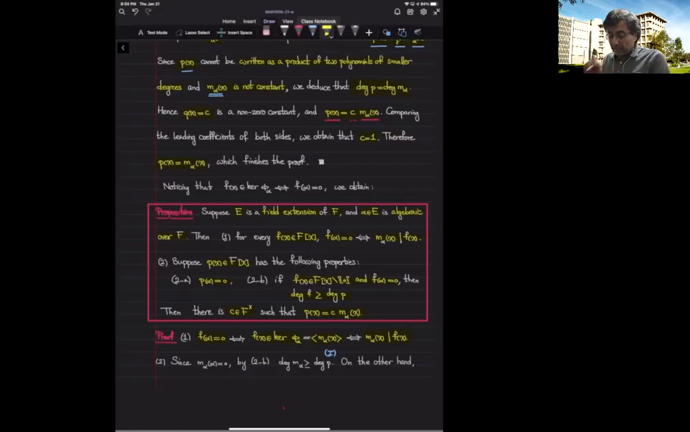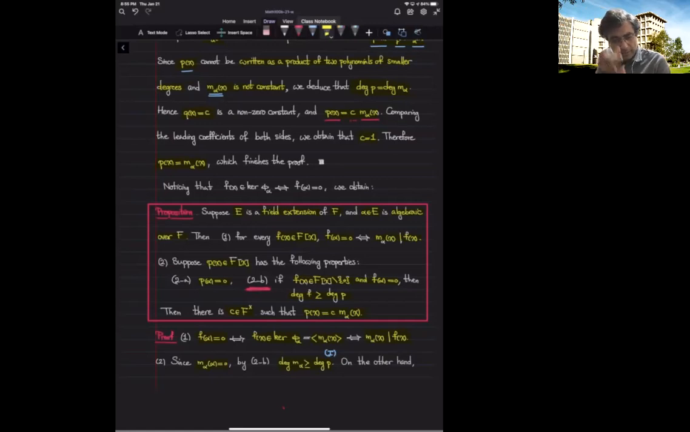Okay, let me go this way first. Because M sub alpha of alpha is 0, by the second condition, we know that if any non-zero polynomial has alpha as a 0, then its degree should be at least the degree of P. So because M sub alpha of alpha is 0, we deduce that the degree of M sub alpha should be at least the degree of P. So this is one lower bound. But let's go back to the main property of the minimal polynomial.